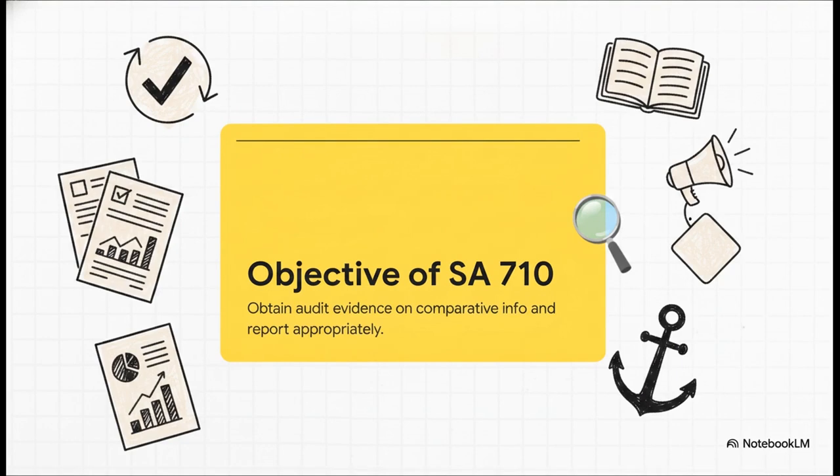Now, we don't just glance at those old numbers for context and move on. Because they heavily influence how a reader understands the current year, the auditor's core objective under SA 710 is basically a two-part mission. First, you've got to obtain sufficient appropriate audit evidence about whether that comparative information actually complies with the applicable financial reporting framework, and second, you've got to report on it appropriately. So evidence and reporting, that's your anchor for this whole standard.